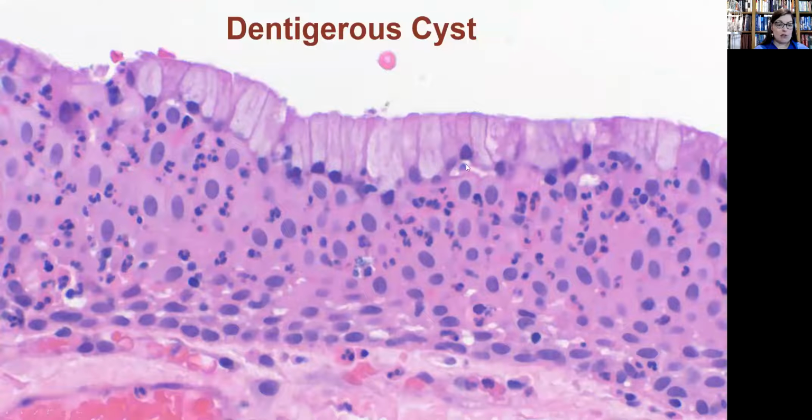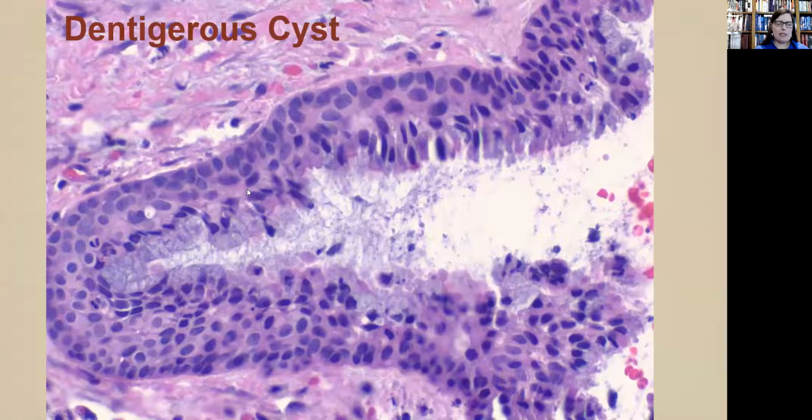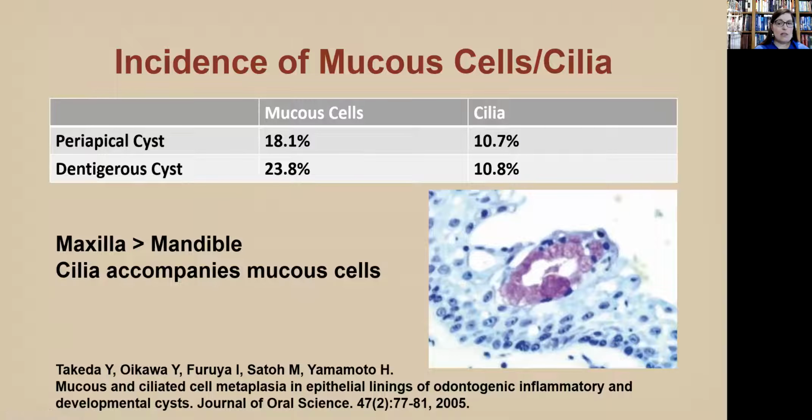Dentigerous cysts also, you can see many mucus cells. Some have it more prominent than others. This is a pretty dramatic example. Here we also have inflammatory response as well. Here's another example of a dentigerous cyst with mucus cells, but here we also have cilia admixed. And so cilia is something that we'll see secondary with mucus cells. And so it's more common than you probably think.